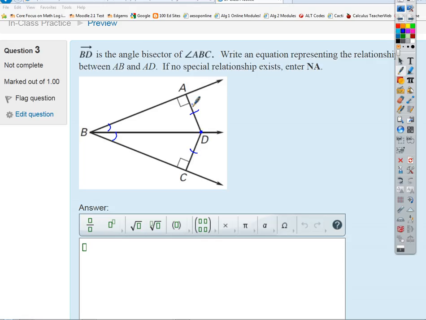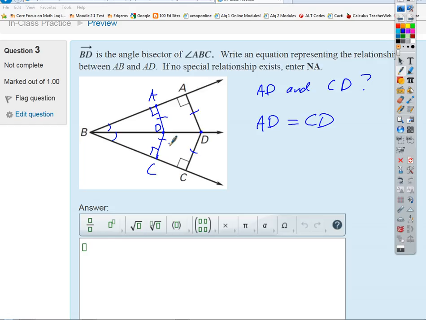So what if it asked, what's the relationship between AD and CD? Well, then we would just say that AD equals CD, right? It doesn't matter where we put point D. If we slide it back this way, that's okay. Then point A would slide back that way, and so would point C, right? And those would still be congruent, wouldn't it?